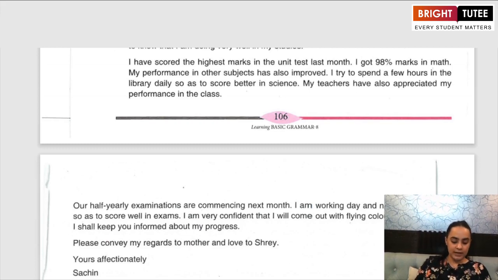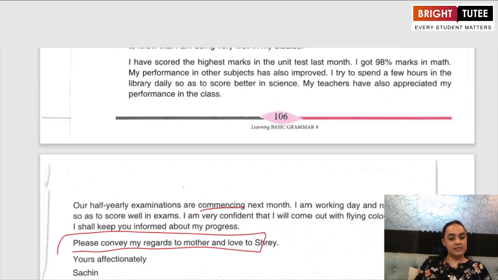Our half-yearly examinations are commencing from next month. I am working day and night so as to score well in exams. I am very confident that I will come out with flying colors. I shall keep you informed about my progress. Please convey my regards to mother and to Shrey. So this regards line we always write at the end of an informal letter.